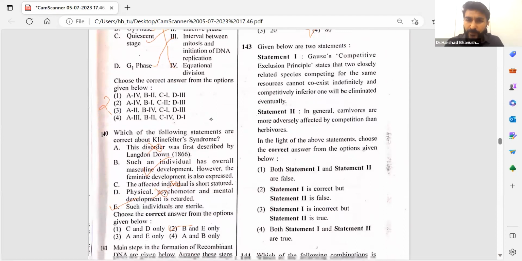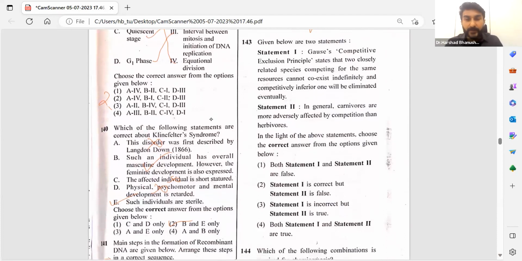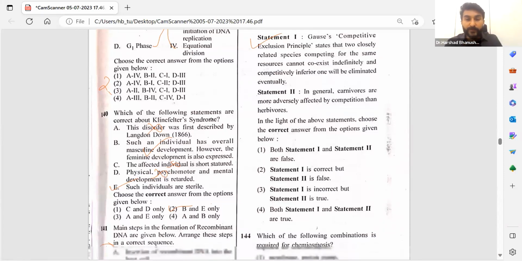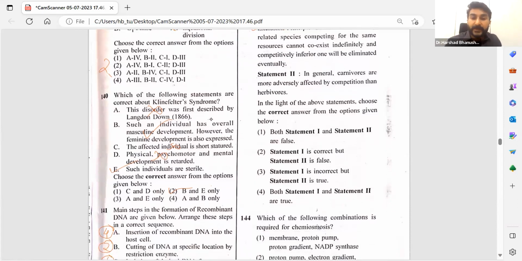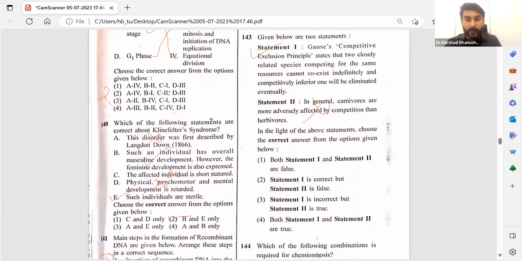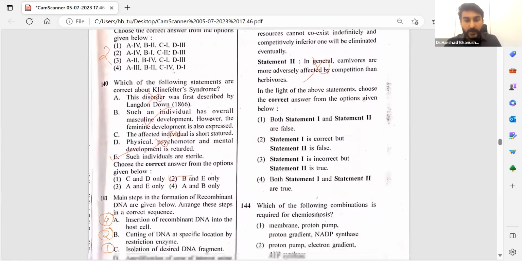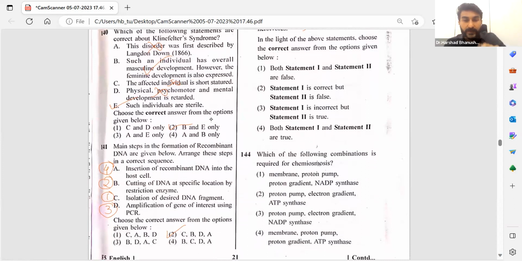Gause's competitive exclusion principle states that two closely related species competing for the same resource cannot coexist indefinitely. Yes, this is the correct statement. One of them would be eliminated, the competitively inferior one. It's a correct statement. In general, carnivores are more adversely affected by competition than herbivores. In fact, it is the reverse. Herbivores are more affected by competition as compared to carnivores. So 1 is correct, 2 is incorrect. Our answer would be option number 2.